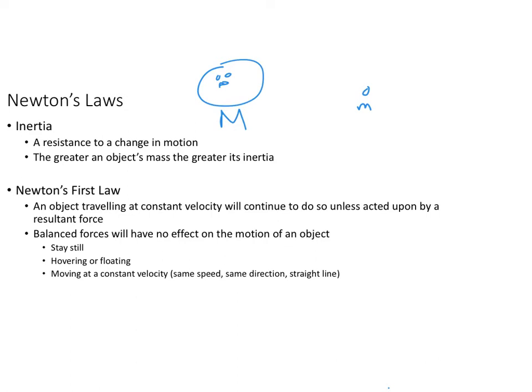That brings us on to Newton's first law. An object travelling at a constant velocity will continue to do so unless acted upon by a resultant force. A resultant force is the overall force acting on an object. If an object has balanced forces, it will stay still, that means hovering or floating. It won't move, but it can move at a constant velocity, so that's the same speed, same direction, and travelling in a straight line. What these forces can do is speed us up, slow us down, or change our direction.